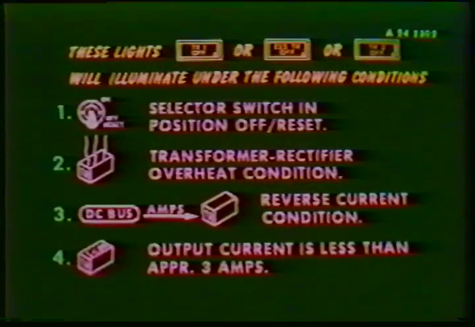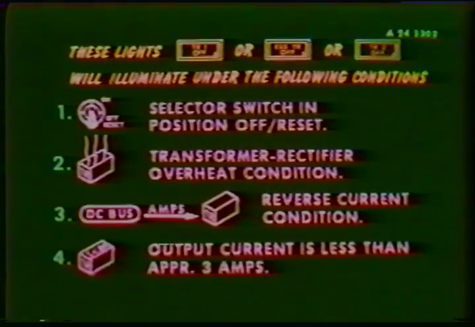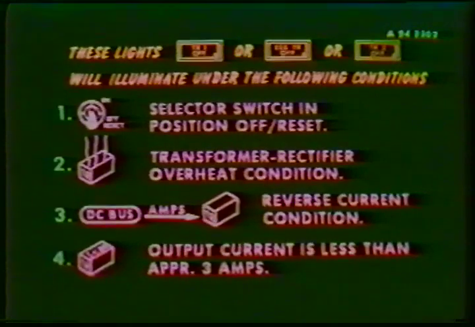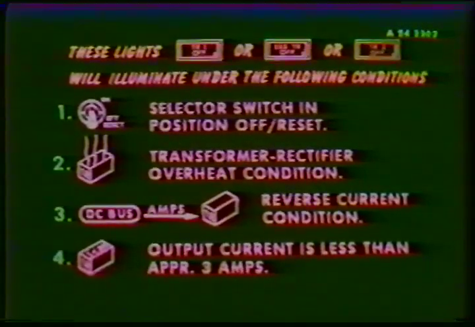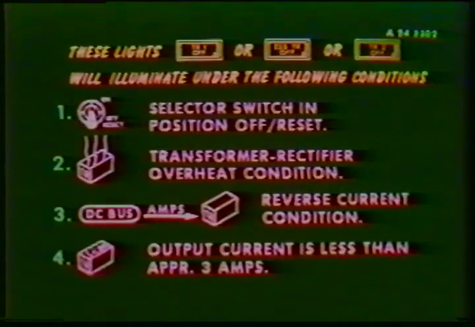A respective TR off light will illuminate when the associated TR is off. This condition will occur when the respective TR switch is in the off reset position, in TR overheat conditions, in reverse current conditions, or when the output of the TR is less than 3 amps.